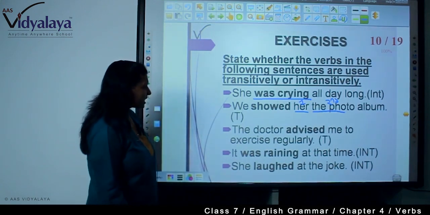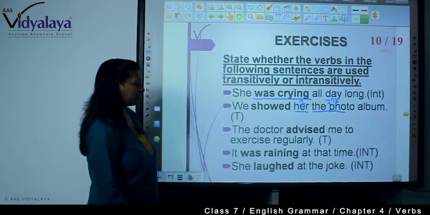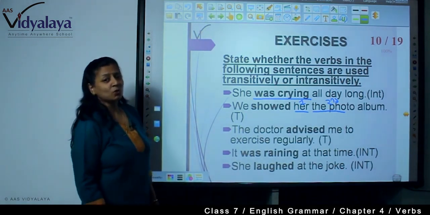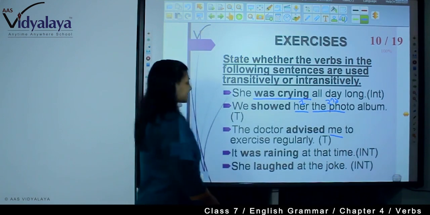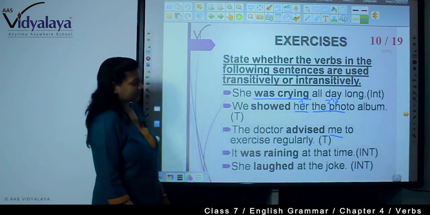The doctor advised me to exercise regularly. The doctor advised whom? Me. So this is an object, to exercise regularly, and this is transitive.